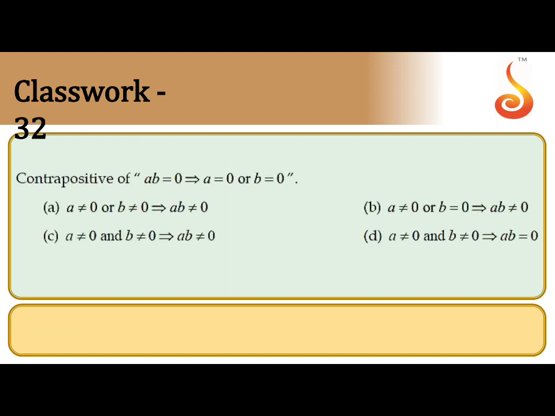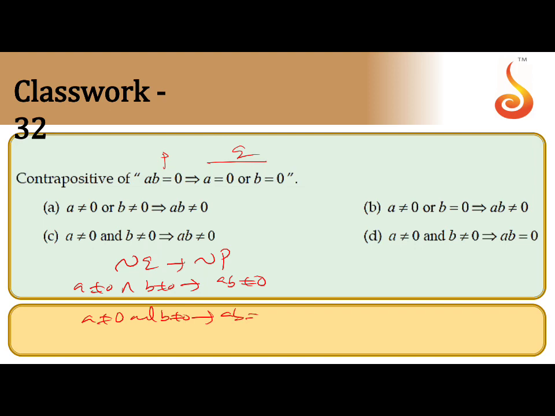Now the contrapositive of this one. Suppose this is P and this is Q. Contrapositive means negation of Q implies negation of P. So negation of Q means A not equal to 0, or becomes and. B not equal to 0 implies what? AB not equal to 0. So this is the symbol for AND. A and B not equal to 0 implies AB not equal to 0. Observe here, only option C is correct.